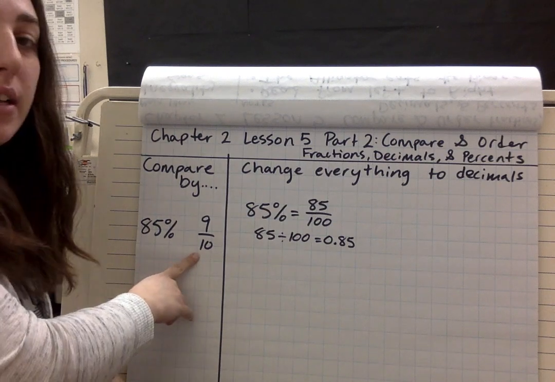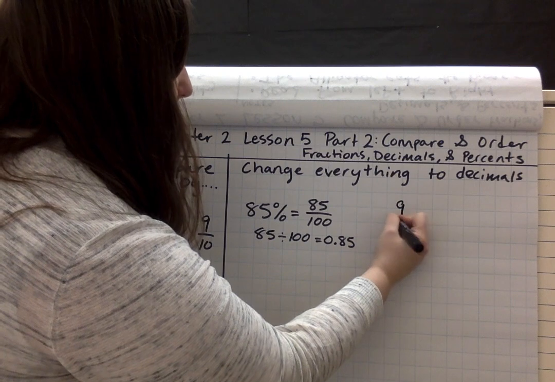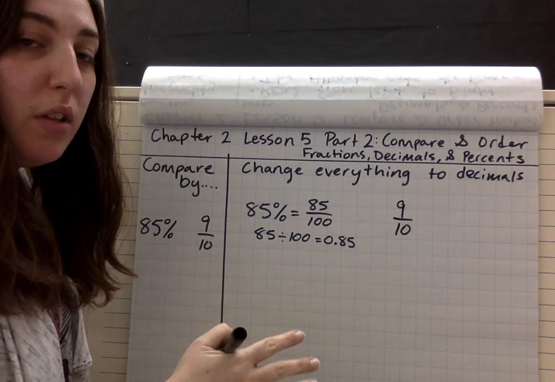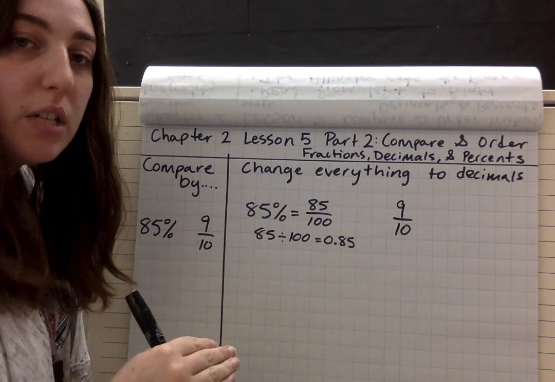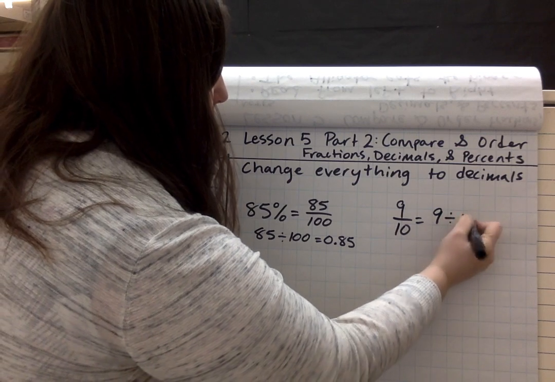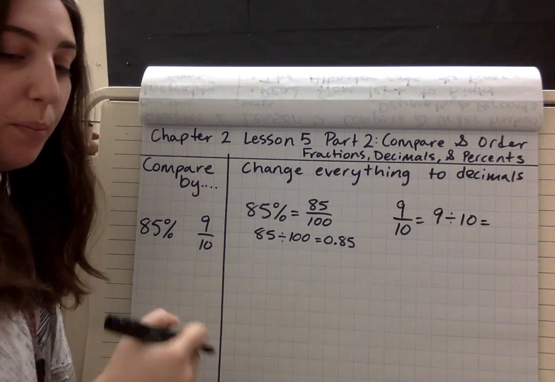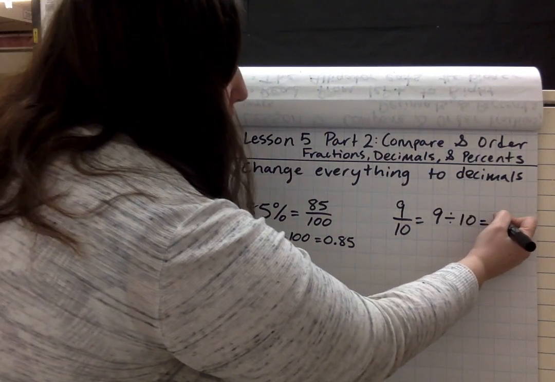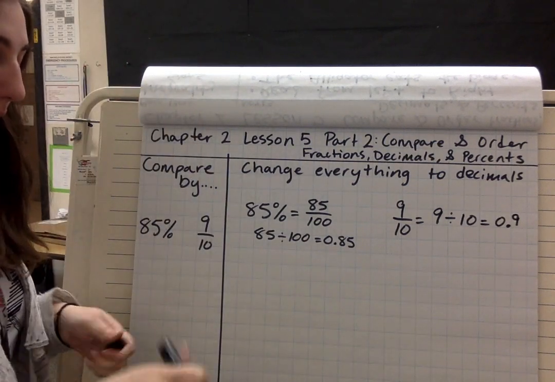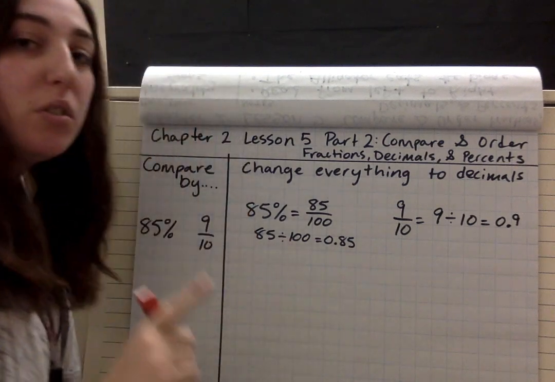Now we're going to change 9/10 to a decimal. So if we write down 9/10, we don't have to change it too much. The only thing we have to do is in our calculators type in 9 divided by 10. Okay, and we're going to get our answer. If we put it into our calculator, we should get 0.9. Alright, now that we have them both into decimals, there's just one more step.